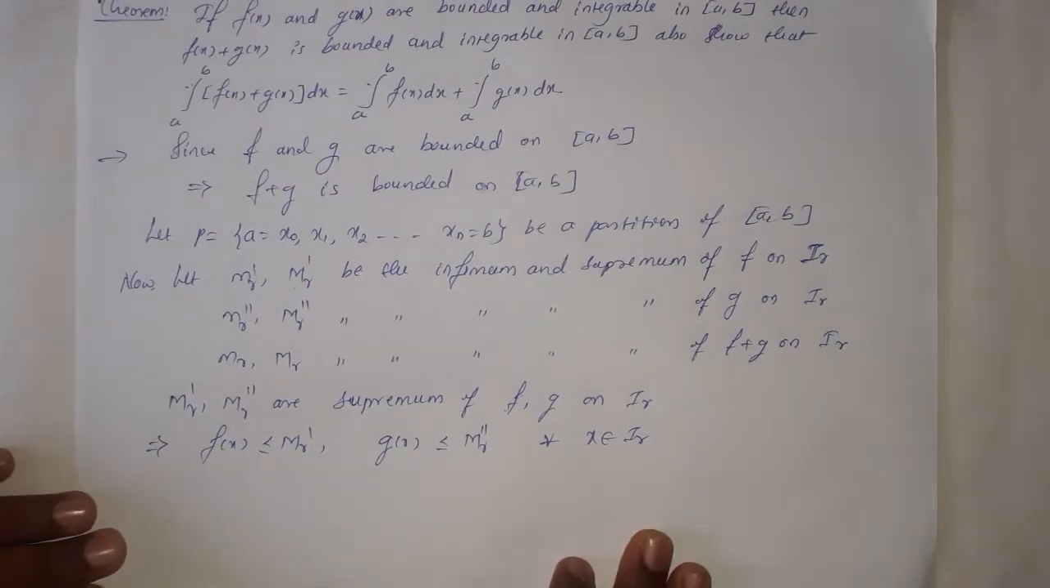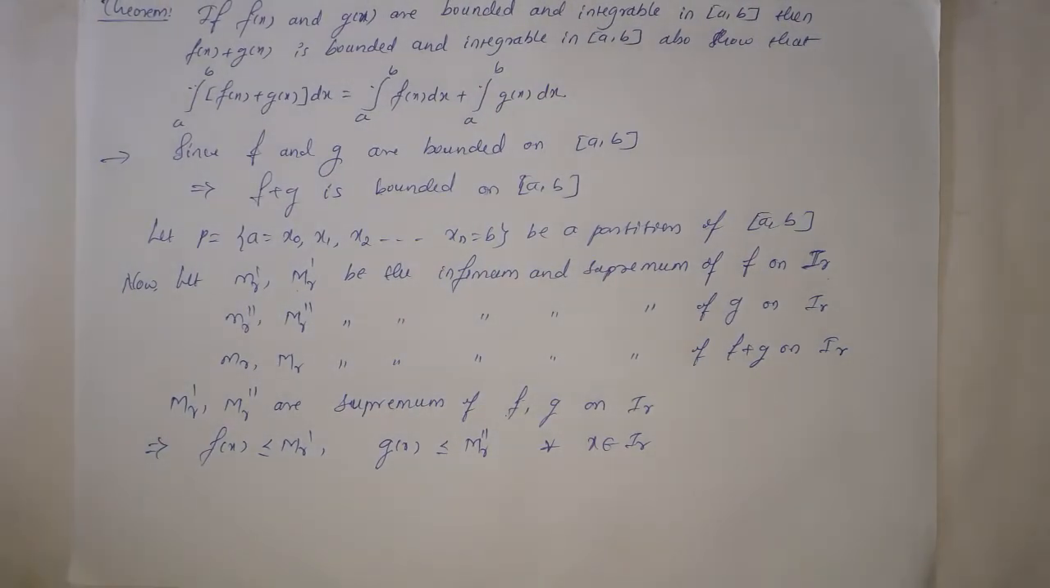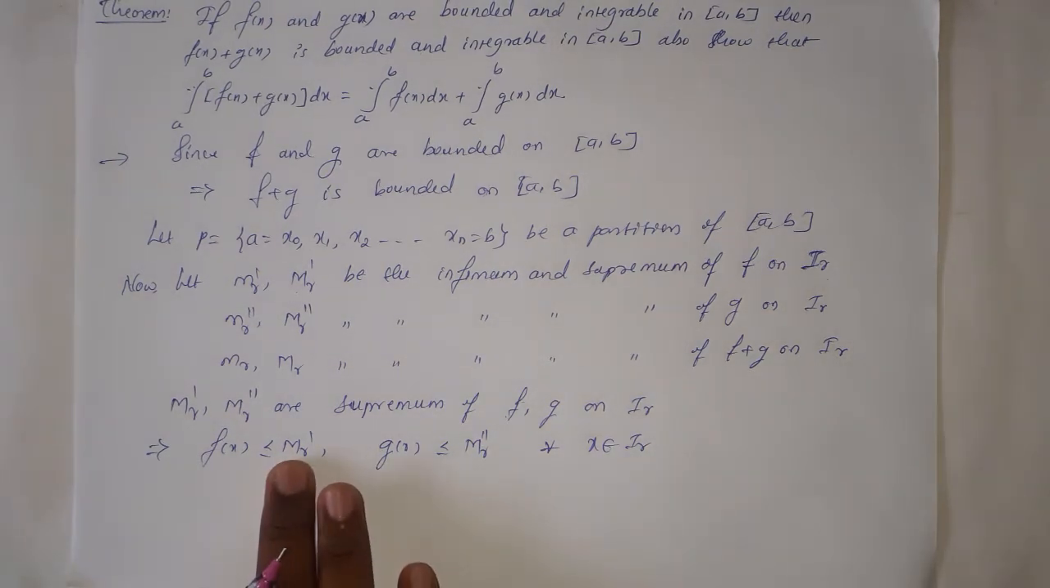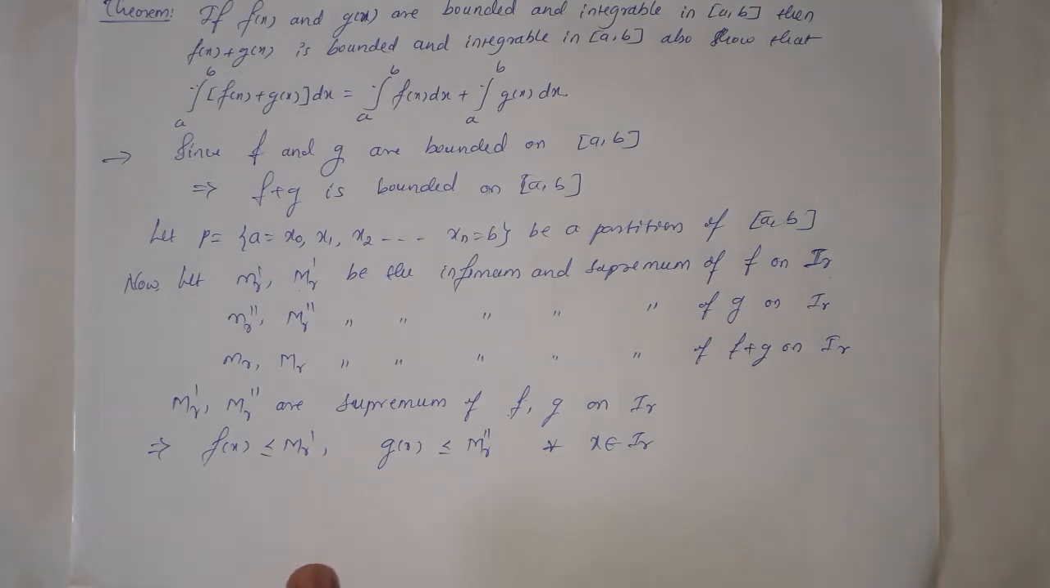So, this is by the definition of supremum, because supremum is the upper bound of the function. Now, here it is mr dash and capital mr double dash, they are the supremum of the function f and g on the rth subinterval, then they must be greater than or equal to the given function, means all the values of the function f of x must be less than or equal to mr dash and all the values of g of x must be less than or equal to mr double dash. So, this condition must be true for all values of x in the rth subinterval.